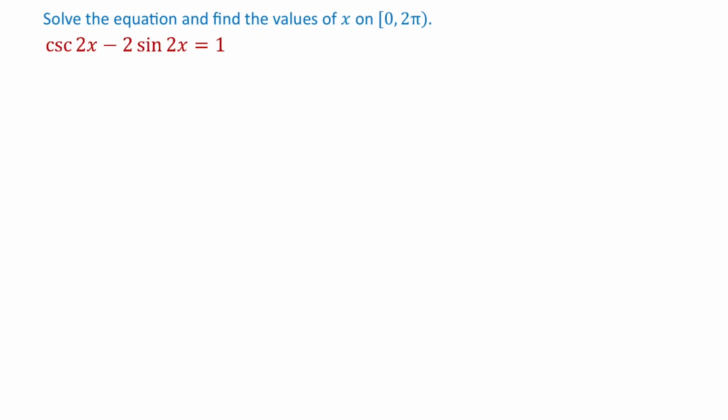Hello! In this video, we will solve the equation cosecant of 2x minus 2 sine of 2x equals 1, and we will find the values of x on the interval from 0 to 2 pi. To solve this equation, we will use the reciprocal identity cosecant of theta equals 1 over sine of theta, and we will replace cosecant of 2x with 1 over sine of 2x.